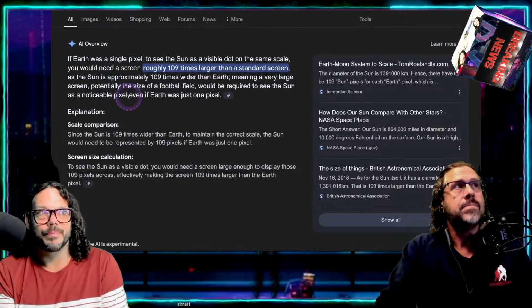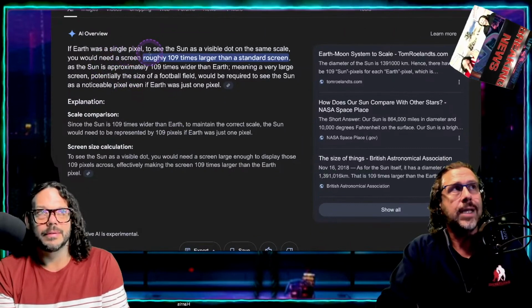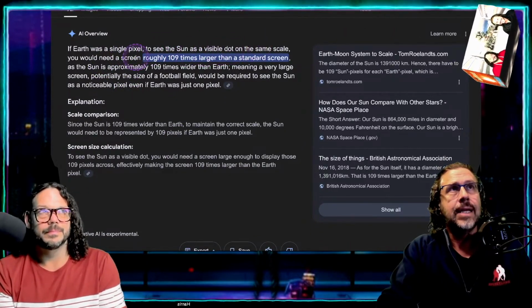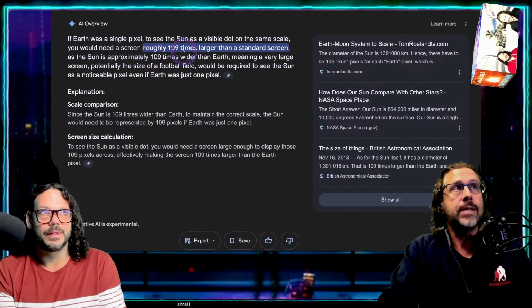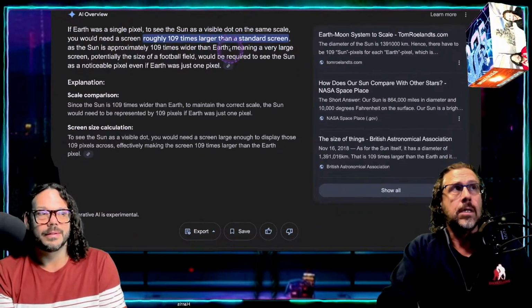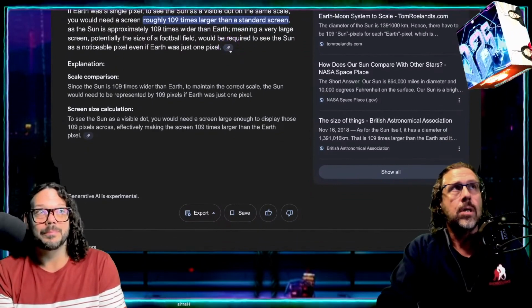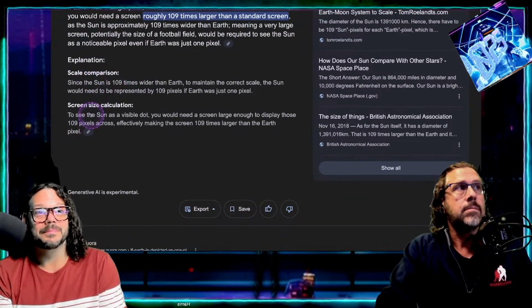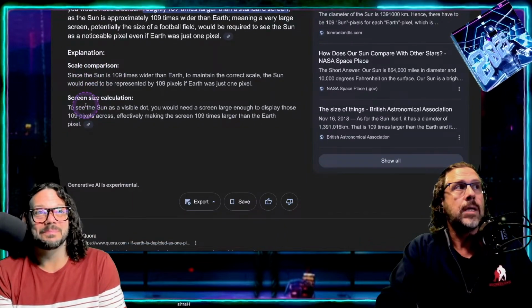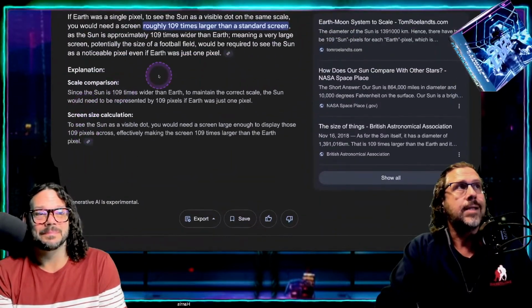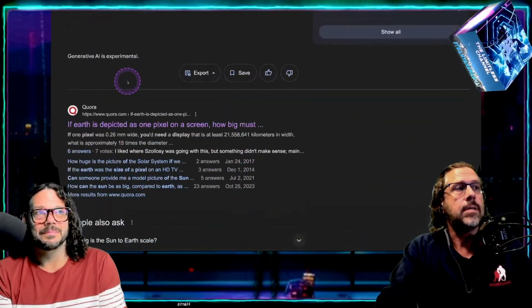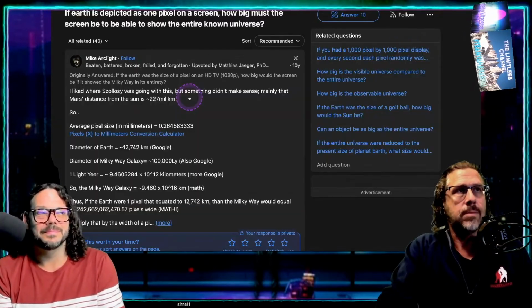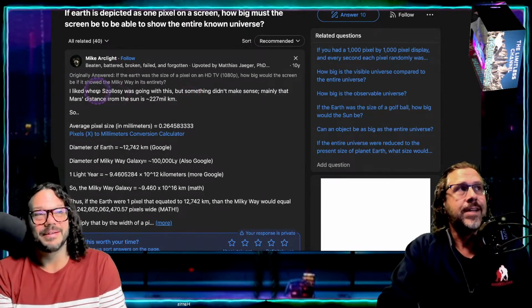All right, so if Earth was a single pixel, to see the sun as a visible dot on the same screen, you would need a screen roughly 109 times larger than a standard screen. So they're saying that to have... this is not the answer that I had before. I want that one. This one from Quora. This one does the whole solar system. I want to point this out here.